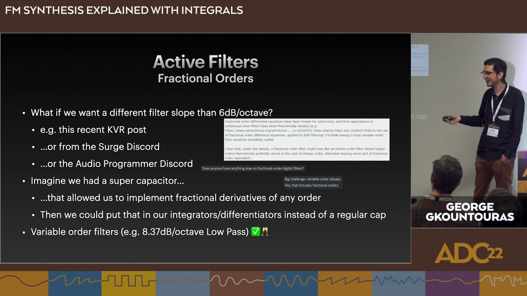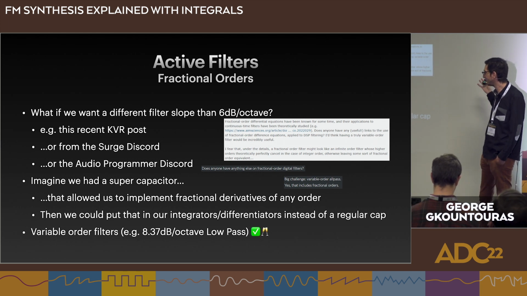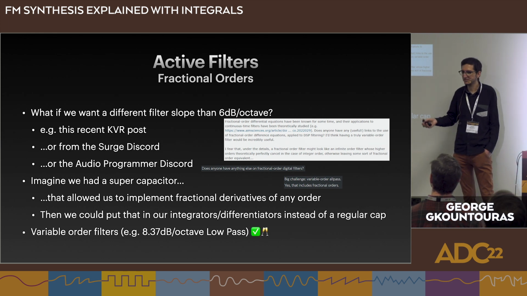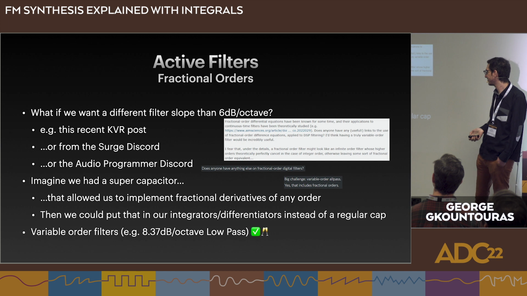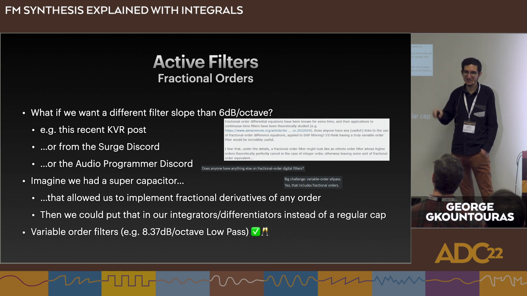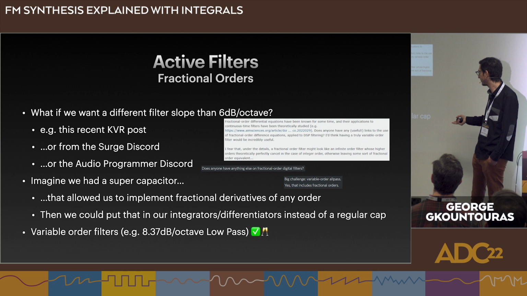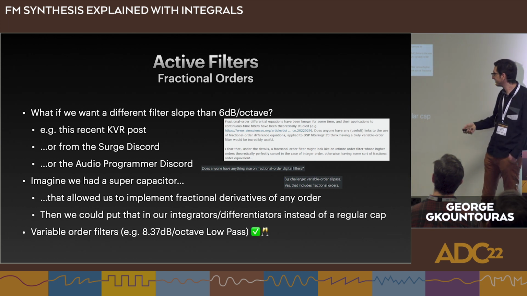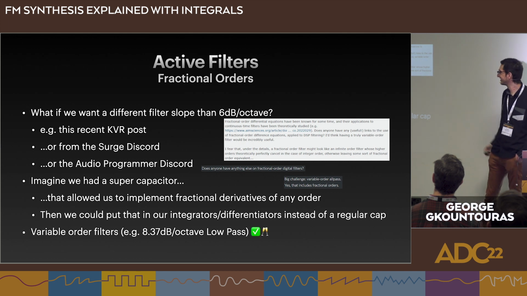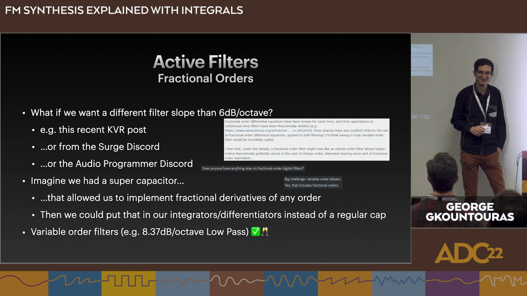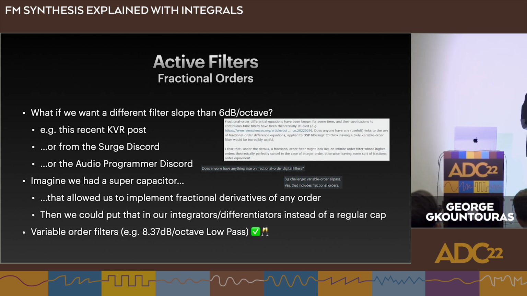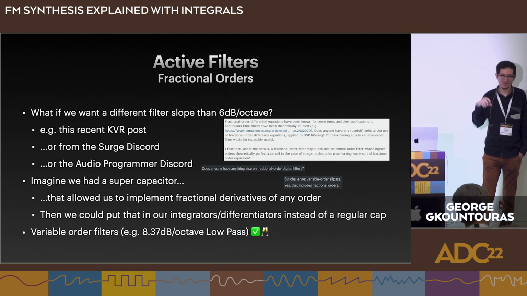Yeah, so imagine we had a special supercapacitor that allowed us to implement fractional derivatives of any order rather than the first order. So then we could just take this magical device, we put it into our integrator or differentiator instead of a normal capacitor, and ta-da, we have the variable order filters. We can have any filter we want. That's it. Any questions? Okay, there's more.